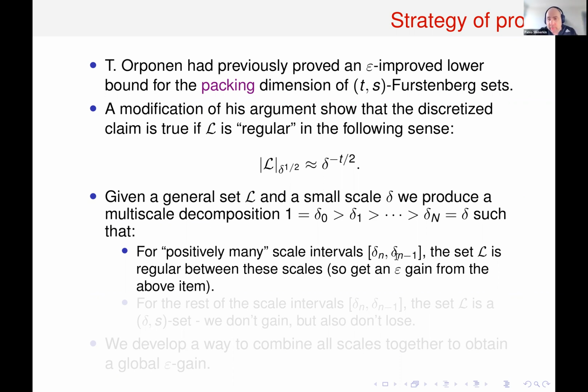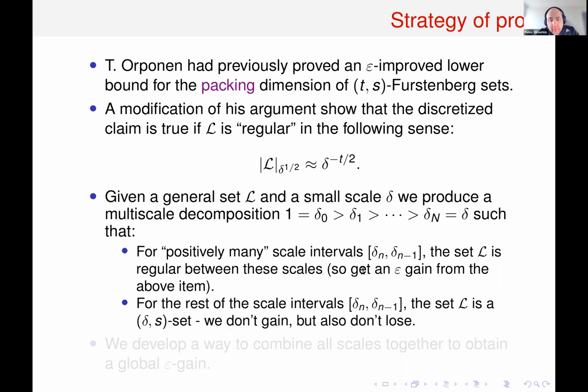Anyway, I really don't want to go into details, because even defining what this means would take way more time than I have. But the idea is, for some scale intervals, the set satisfies this regularity condition, and then locally at those scales, we get this epsilon gain. And this happens for enough scales. So in some sense, there is an epsilon proportion of scales where we have this epsilon gain, coming essentially from the argument in Thomas's previous paper.